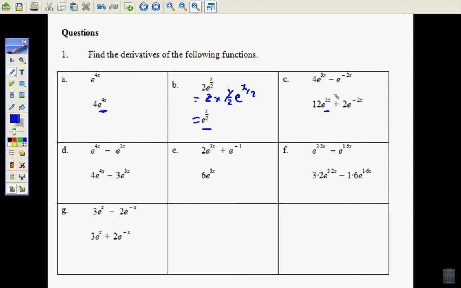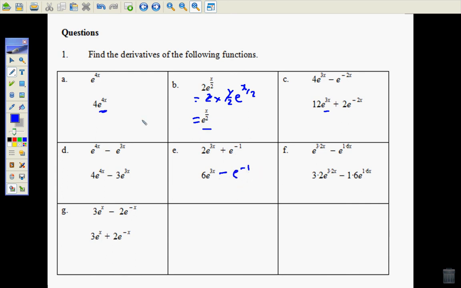So we're keeping the numbers in front. So the derivative of e to the 4x is 4 e to the 4x. Derivative of e to the 3x would be 3 e to the 3x. So notice multiplying by the derivative of that one. Now this one, 2 e to the minus 3x becomes minus 6, because the derivative of minus 3x is minus 3 times the 2, and this would be minus e to the minus 1.